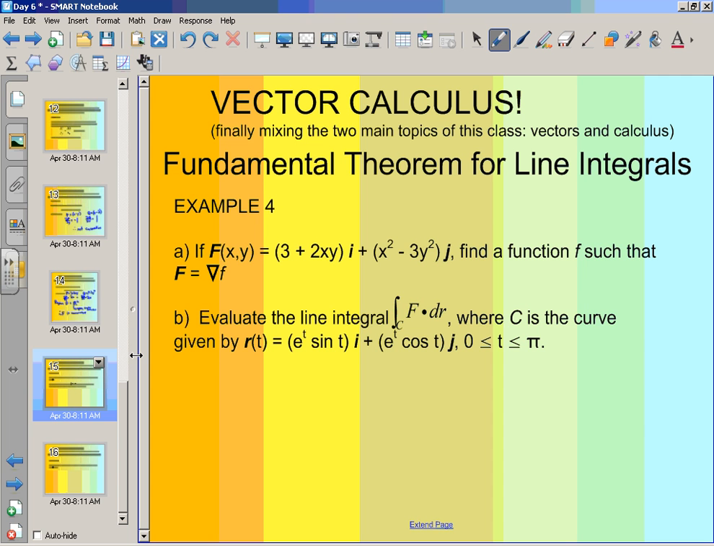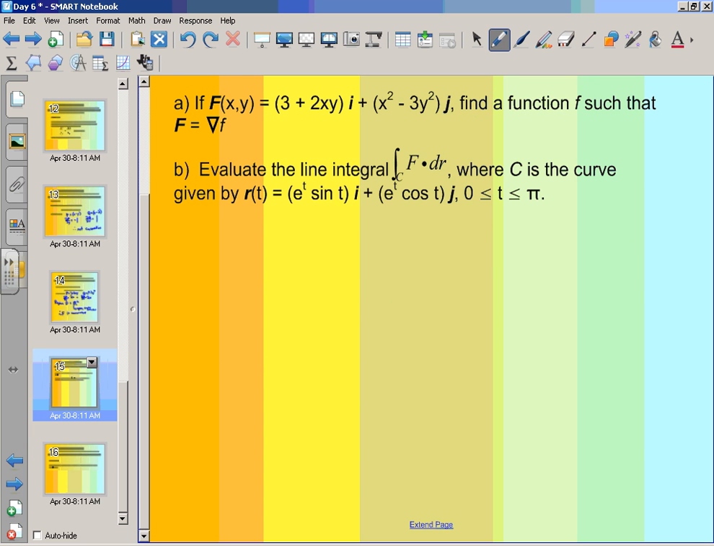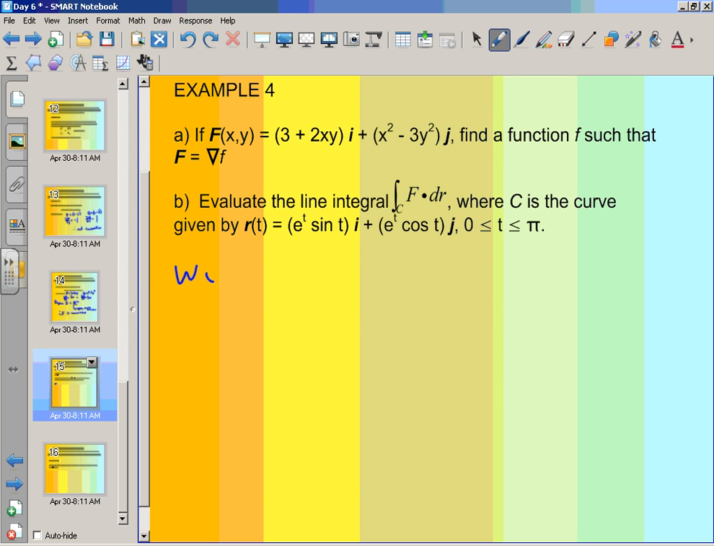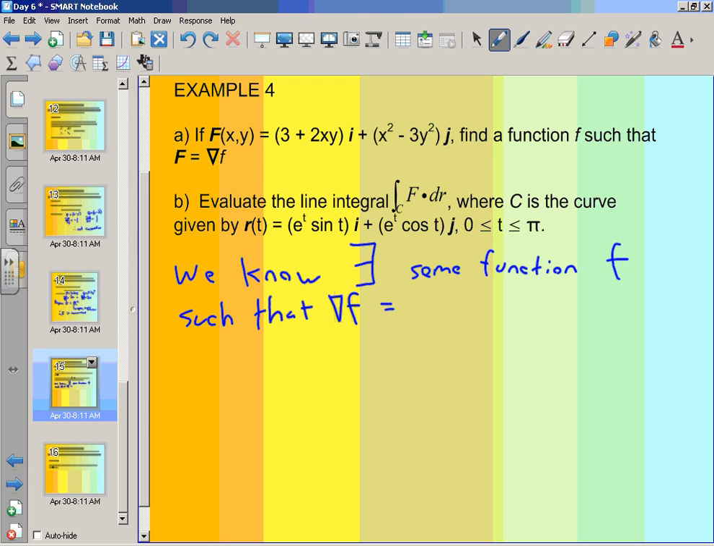Okay, so we already know, this is the one from the last example, and we know it is conservative. So we know that there exists some function f such that the gradient of f equals our vector field.